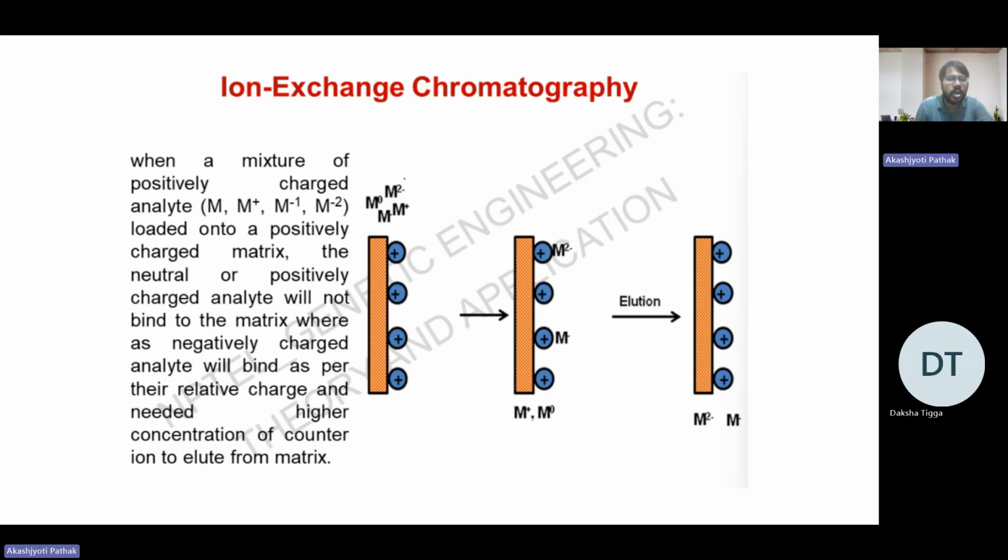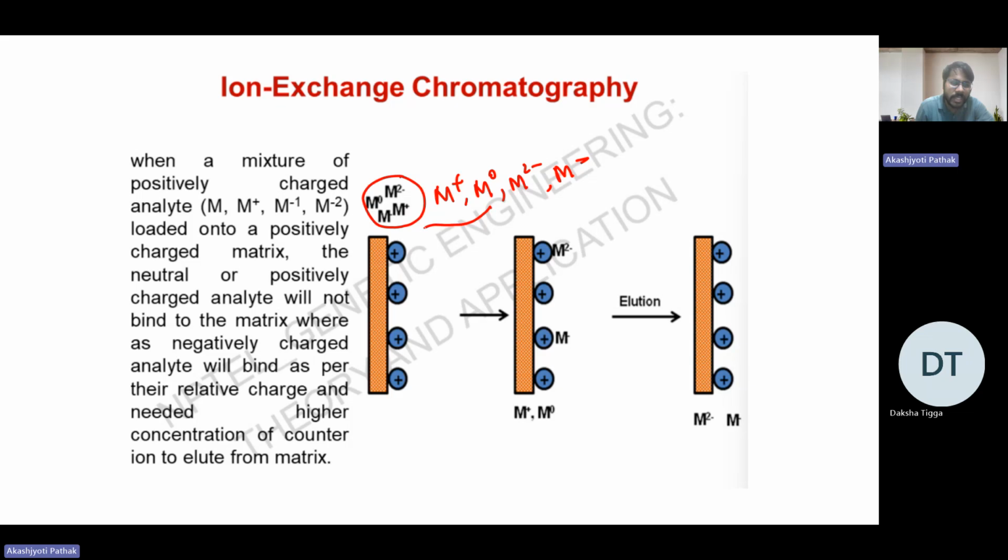Now your analyte has different molecules. It can have doubly charged negative ions, singly charged negative ions. It can be neutral. It can be positively charged. So if your analyte has all these different molecules, one having M plus, another M0, another M2 minus, another M minus.